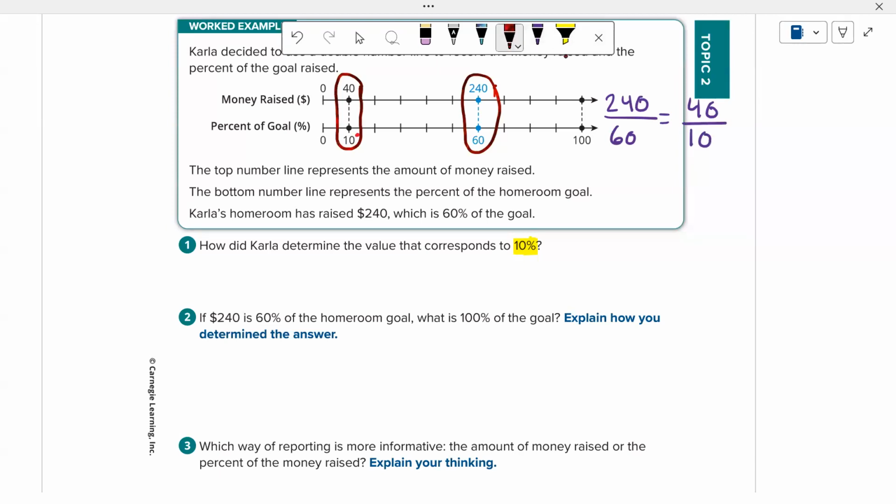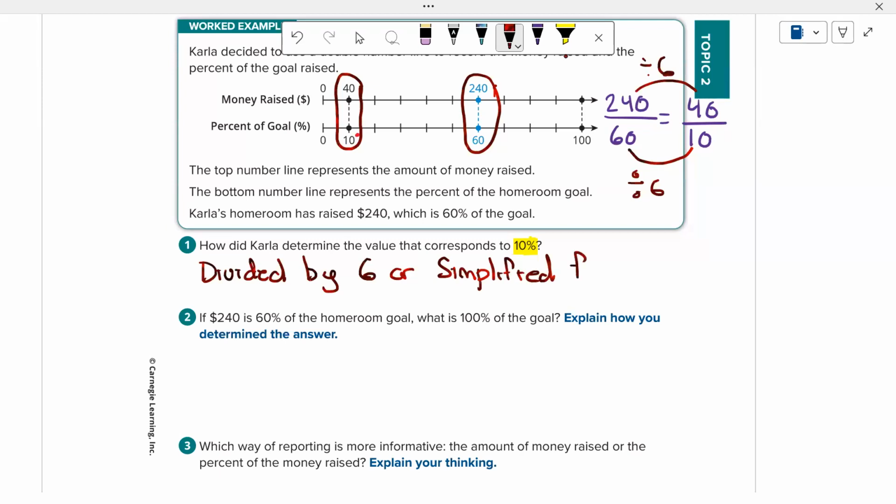So once again, how did 60 become 10? That's the big goal. Whatever we do in the denominator, we do to the numerator. We divide it by 6. So they divided by 6. Equivalent fractions, equivalent ratios, whatever you want to say. Or you could have said they simplified the fraction or ratio. So everything that we've learned before keeps building and building.